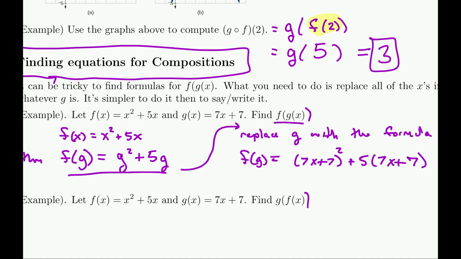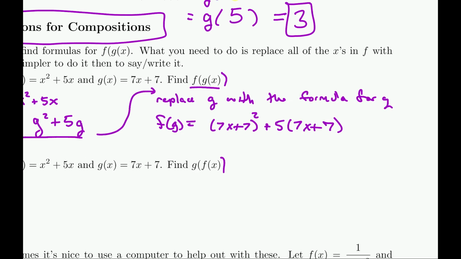Like that. Okay, and then that is technically the answer. This is the formula for f of g, or f of g of x. The only thing here is that it's not simplified, it's not multiplied out. But you can always do as much work here as you want to simplify this.